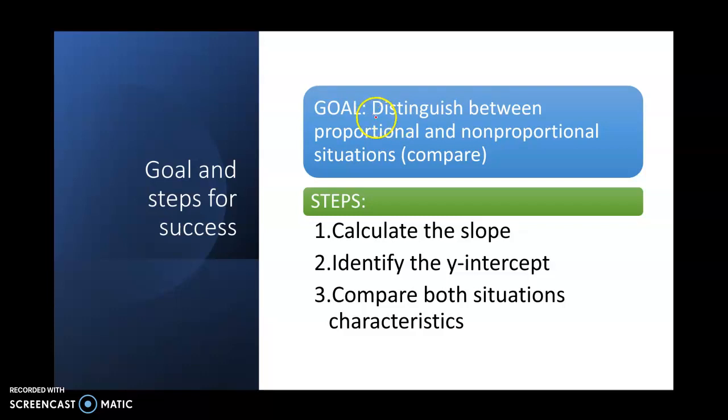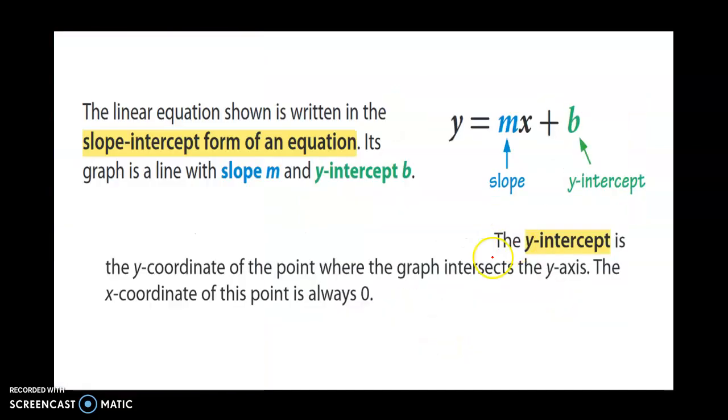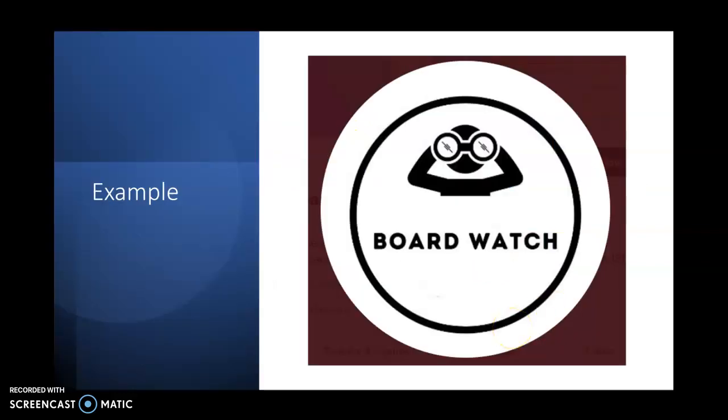Our goal today is to distinguish between proportional and non-proportional situations, compare them, and write a sentence about them. So we're going to have to calculate slope when necessary, identify the y-intercept, and then compare both situations and their characteristics. So vocab's the same. You've got your slope-intercept form.